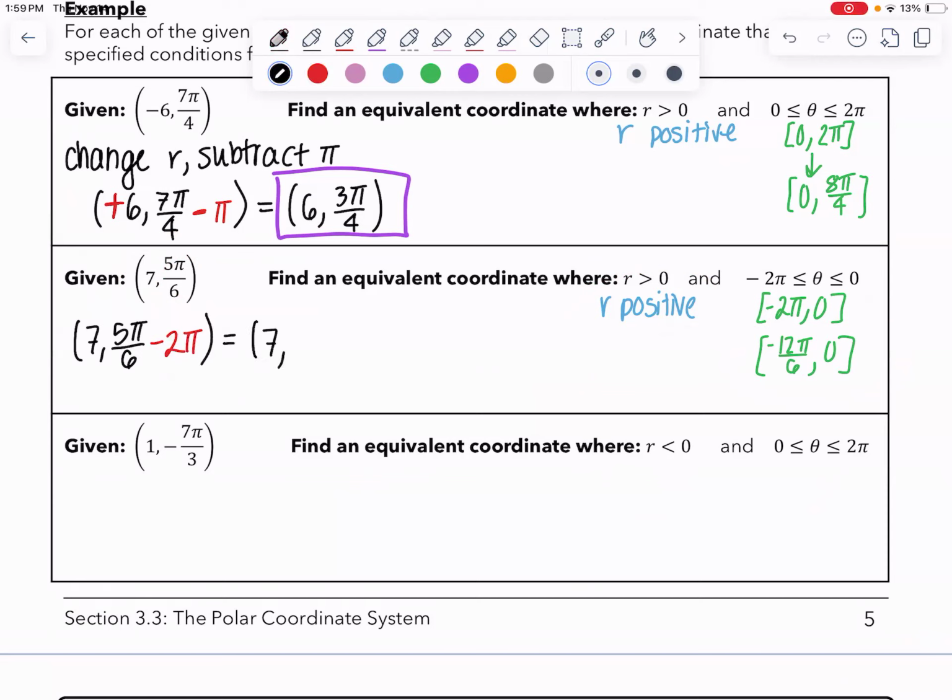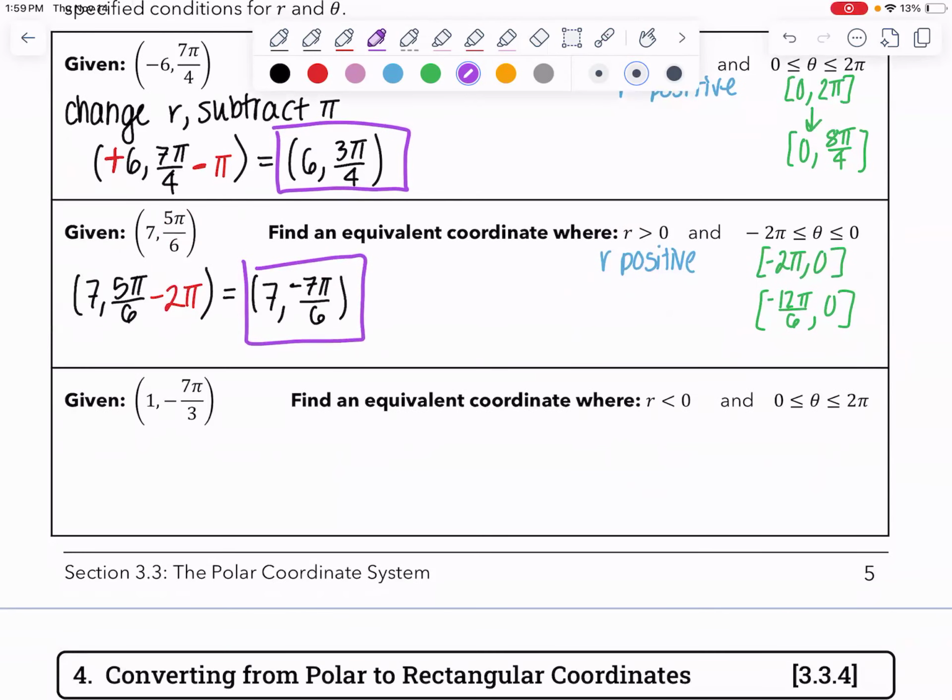So you have 7 comma 5 pi minus 12 pi is negative 7 pi over 6. That fits within our interval, right? It's greater than negative 12 pi over 6. That's our answer. Last problem here.